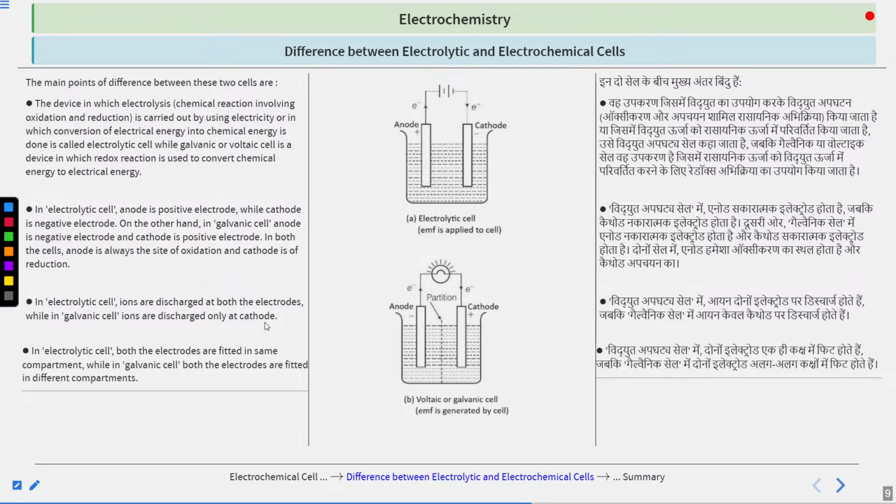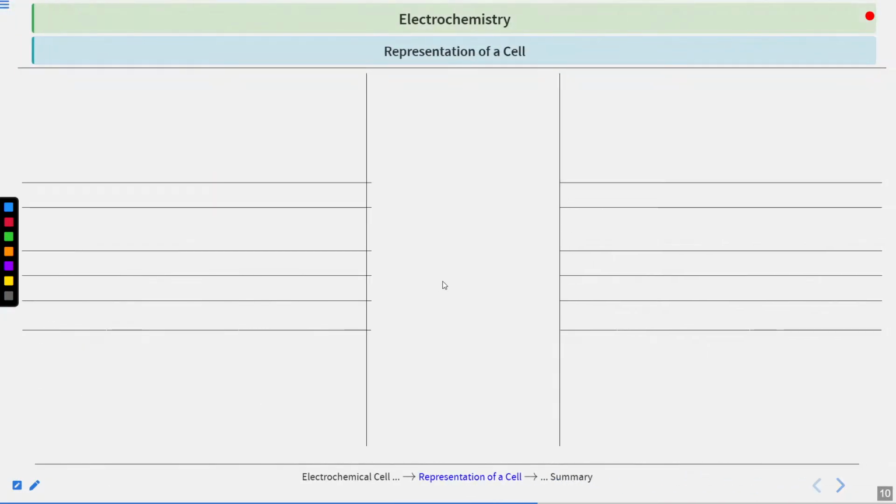The last one, in the electrolytic cell, both the electrodes are fitted in the same compartment. You can see very clearly that there is no separation between them. But in the case of the voltaic cell, you can see a separation or partition. And in some cases, you will also notice that two different compartments are used to carry out this voltaic or galvanic cell reaction.